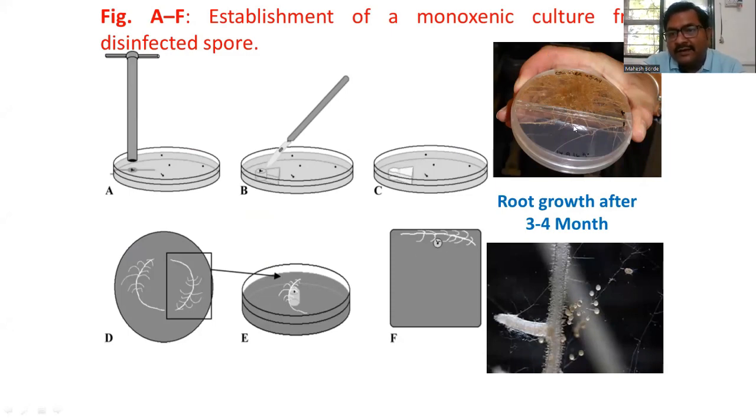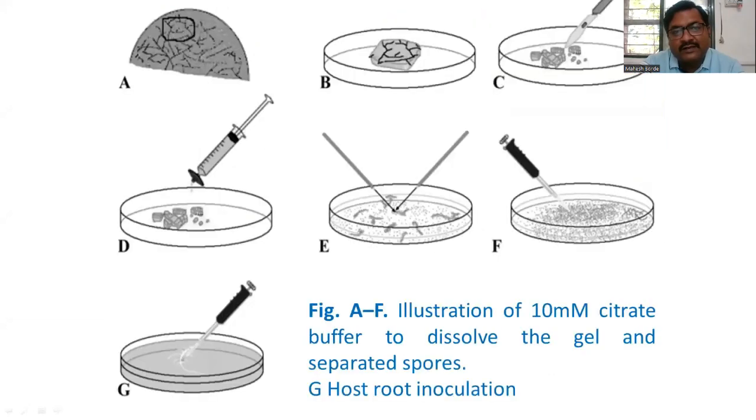You can see here a root after 3 to 4 months, this root will have grown. Along with that, on that root the mycorrhiza will grow and you will get mycorrhizal fungal spores as well as roots with mycorrhizal association. This is the way through which people are doing the in vitro mass cultivation of these mycorrhizal fungi. This is the procedure for isolation of fungal spores from the media.